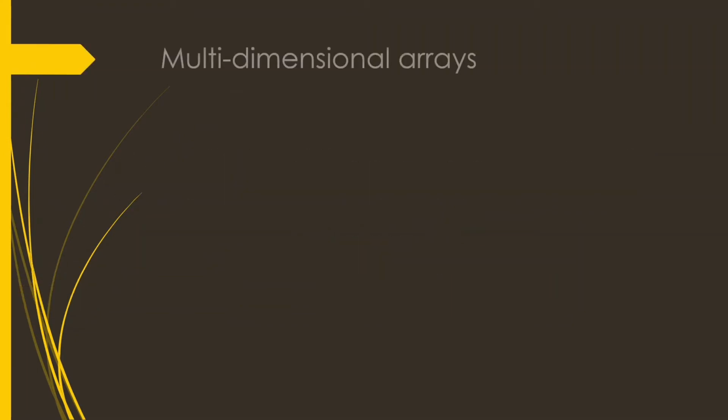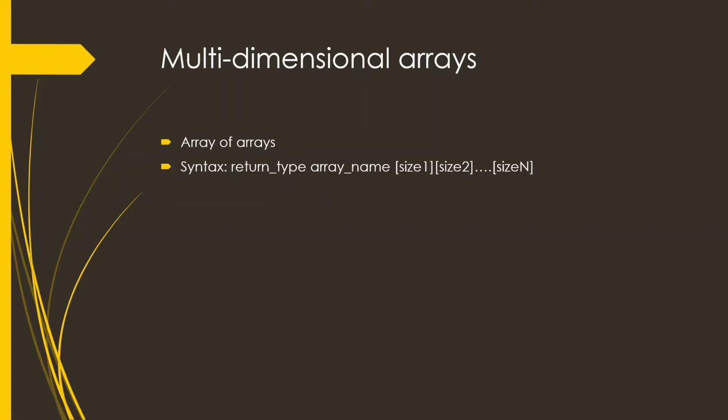In this video, we will learn about multidimensional arrays. Now, as we have already discussed, multidimensional arrays are arrays of arrays. The syntax to declare a multidimensional array is return type followed by array name followed by square brackets within which we specify the size of the elements to be taken by the array.